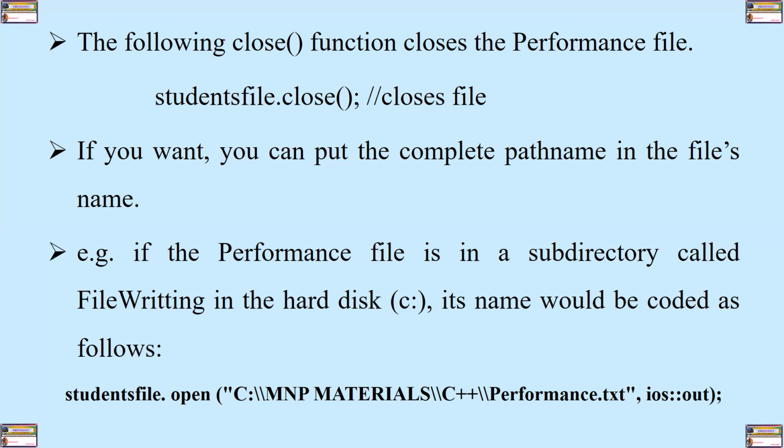So you have to include the full path name, that is the hard drive, then a folder called M&P materials, in a subfolder called C++, then the name of the file in that C++ subfolder or subdirectory is performance. And it's a text file which is being opened to be ready for writing, or it's being opened in writing mode.